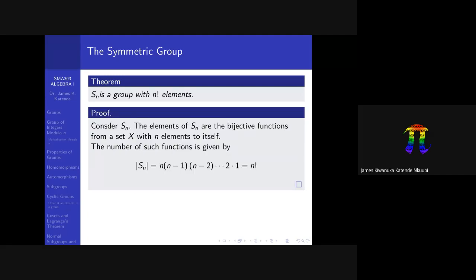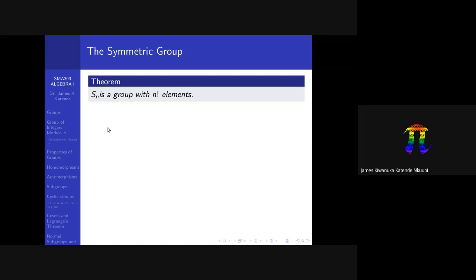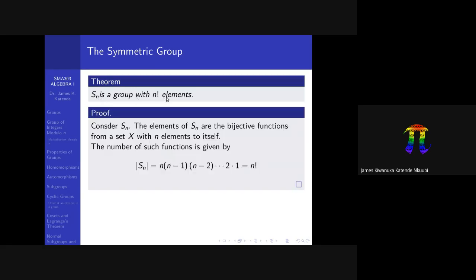So we can count the number of elements in Sn. It turns out that the number of elements in Sn will be n factorial. We also learned how to do this in first year, how to count the number of injective maps from a set to another finite set. So we consider this set Sn. The elements of Sn are the bijective functions from a set X, which has n elements, to itself. Remember, we said that earlier. So the number of such functions will simply be given by this formula.